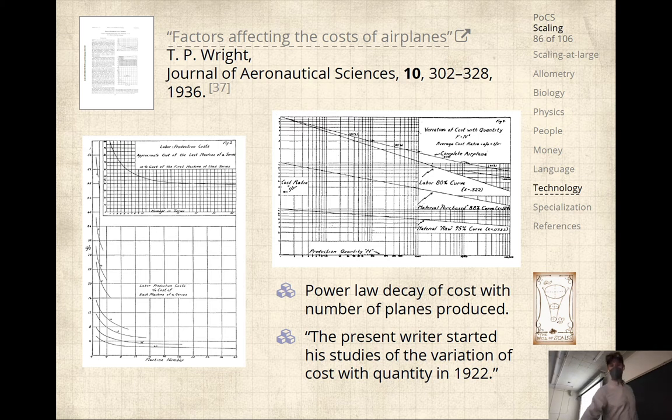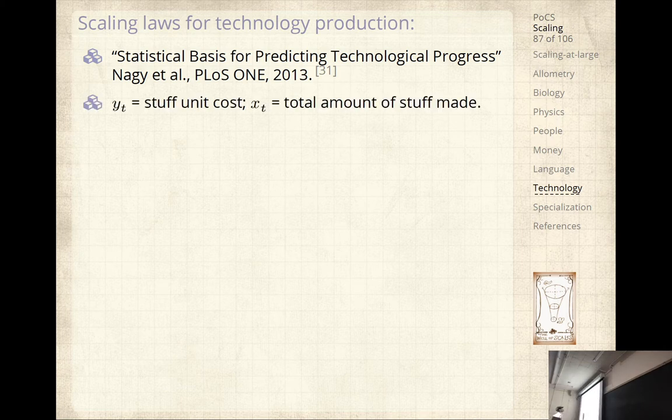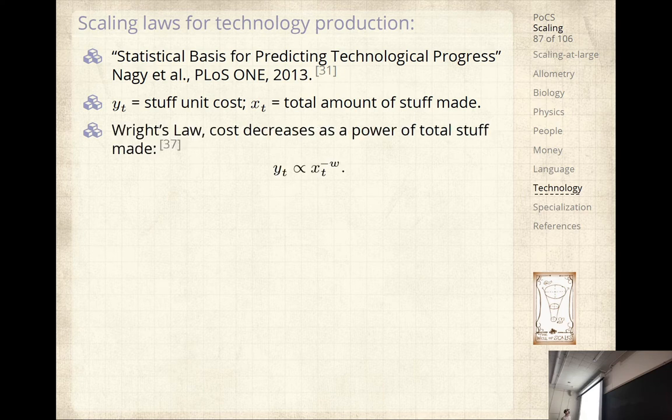And there are a couple of other ways to sort of think about these and put them together. And this is a paper from just 8 years ago now, which I thought was very well done. So we'll frame it in this way, right? So we're going to have stuff, how much something costs. And I've very imaginatively used X and Y and X. And this is the total amount of stuff made by time point T. So Wright's law can be framed in this way, that it's a scaling law where the cost based on how much you've made is going down.